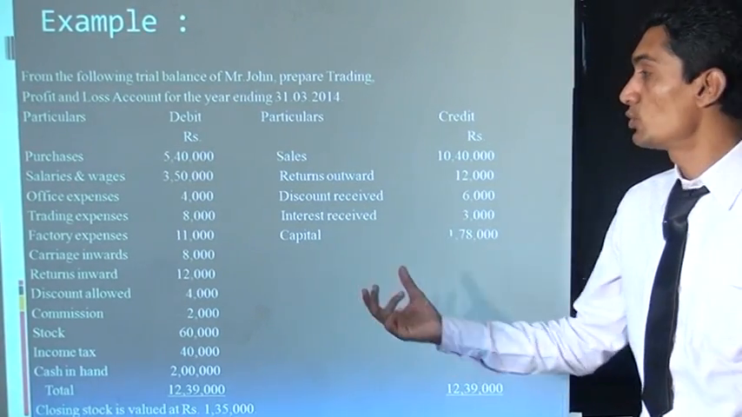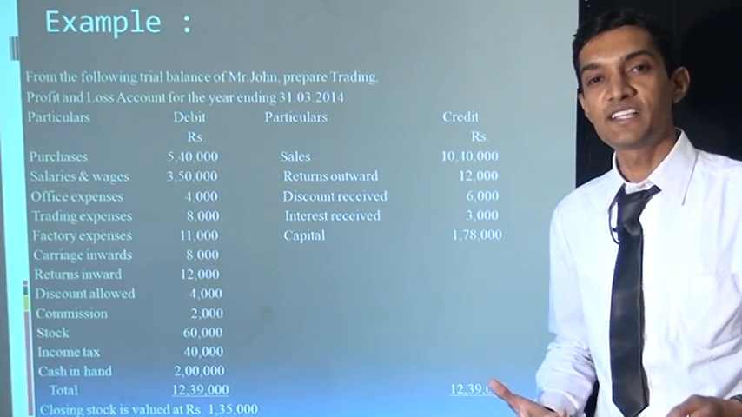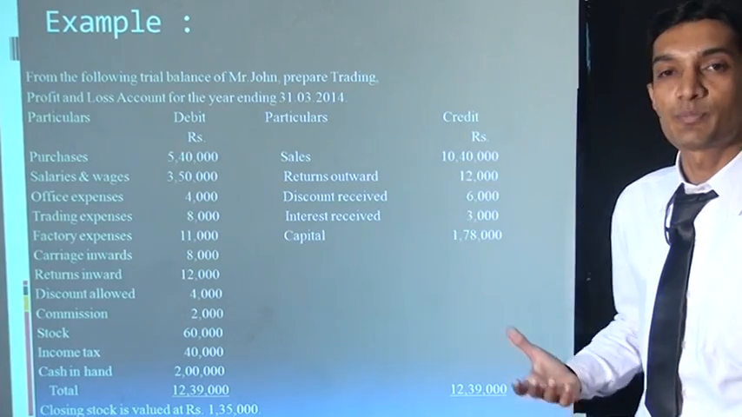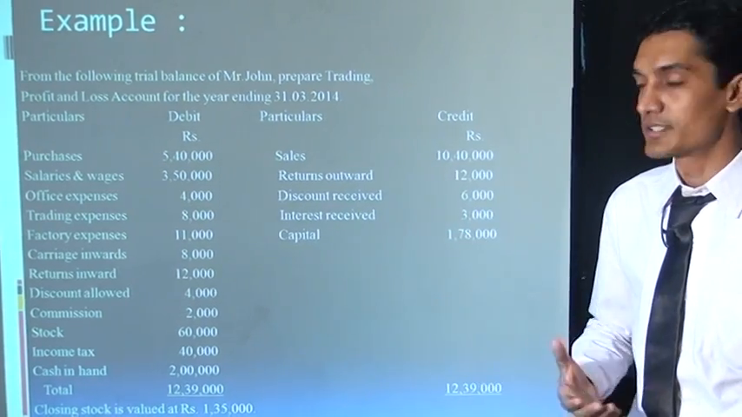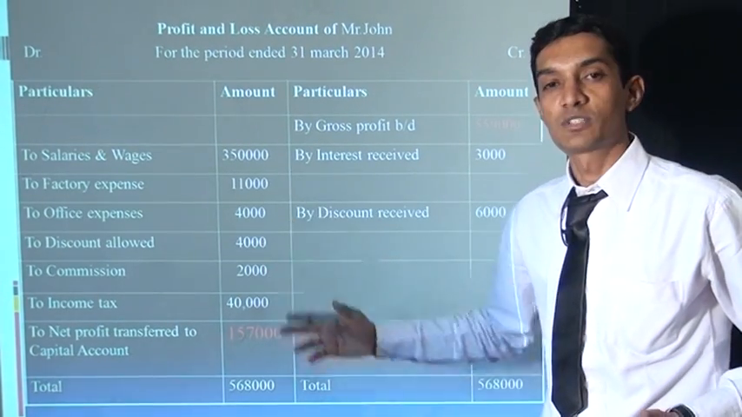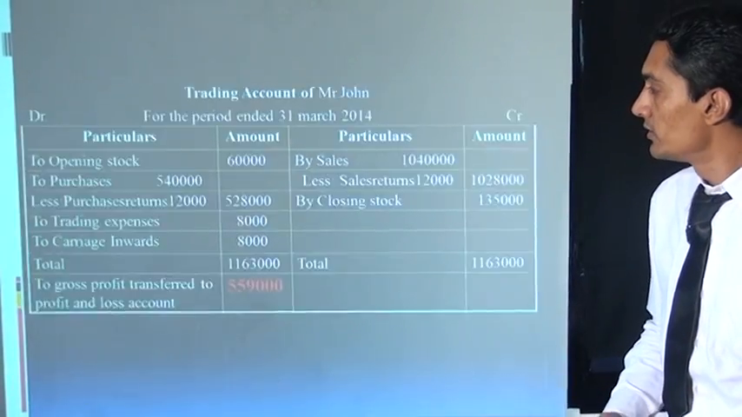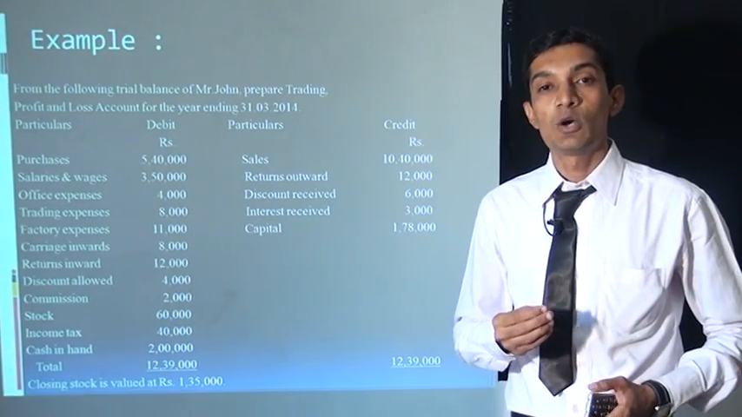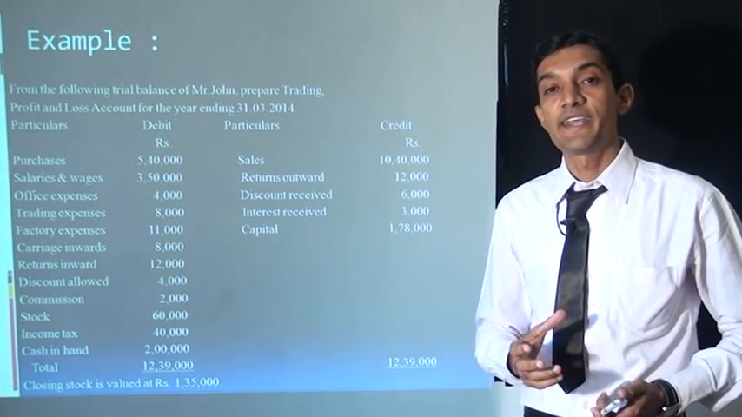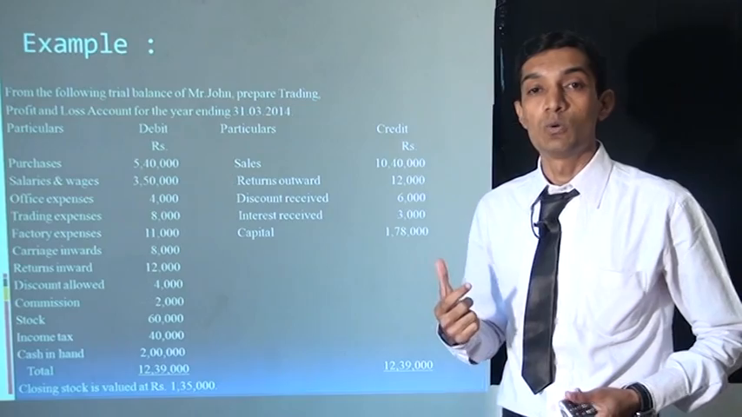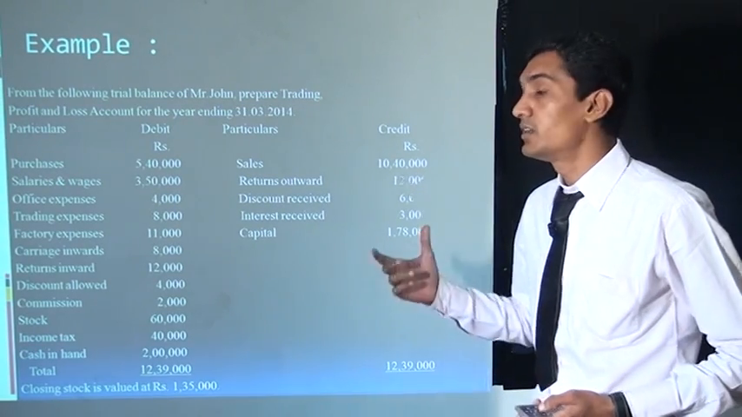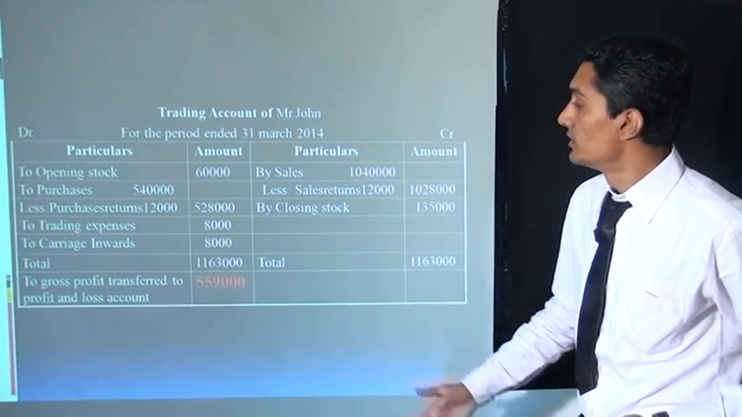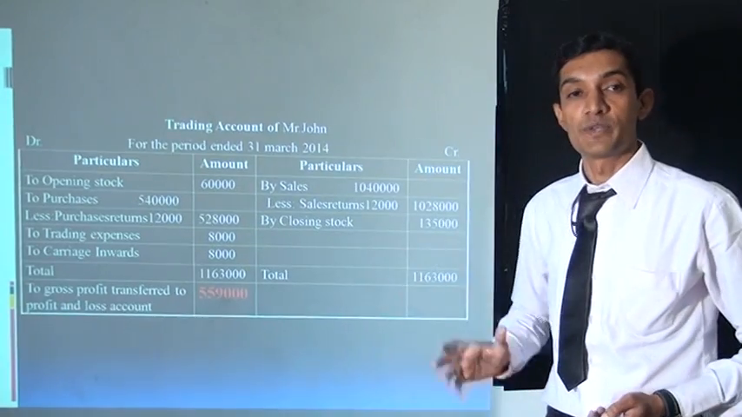Now next, office expenses. Since the word expenses is given, it goes on the debit side of the profit and loss account, because it is office expenses, an indirect expense. Office expenses 4,000 rupees. Next, trading expenses. Trading means what we are purchasing or selling. So trading expenses come under the trading account, on the debit side of the trading account, 8,000 rupees.